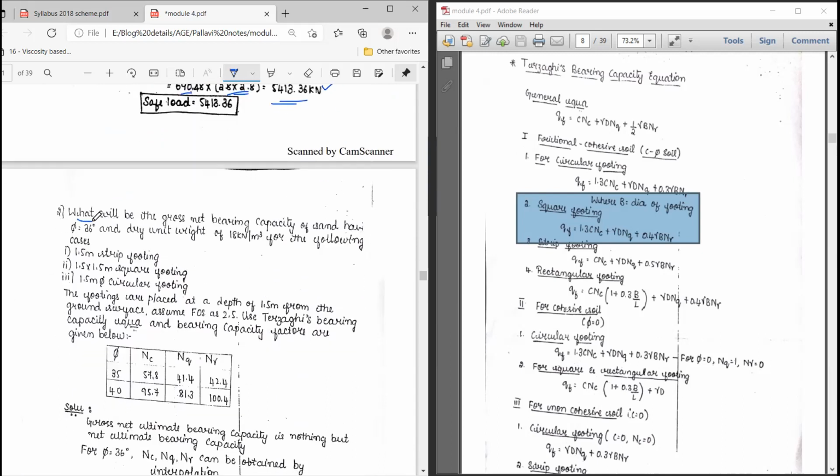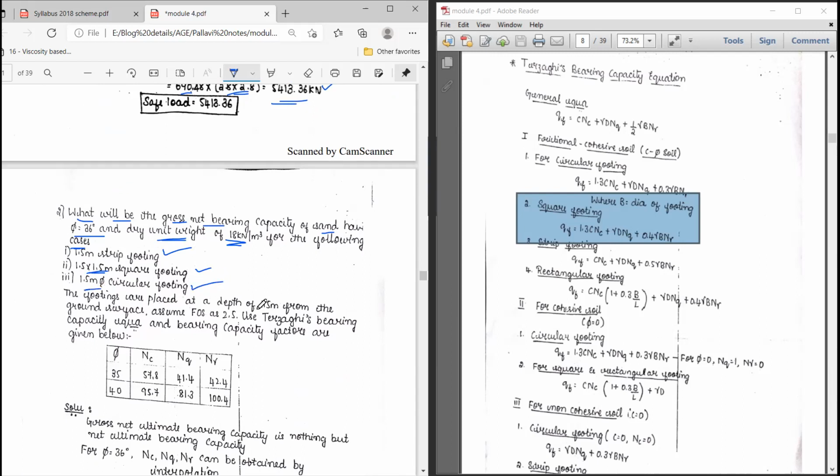The second problem is: what will be the gross net bearing capacity? Here it is asking for the net bearing capacity of sand having phi is equal to 36 degrees and dry unit weight is 18 kilonewton per meter cube for the following cases. First case is a 1.5 meter strip footing. Second, a 1.5 into 1.5 meter square footing. Then a 1.5 meter diameter circular footing.